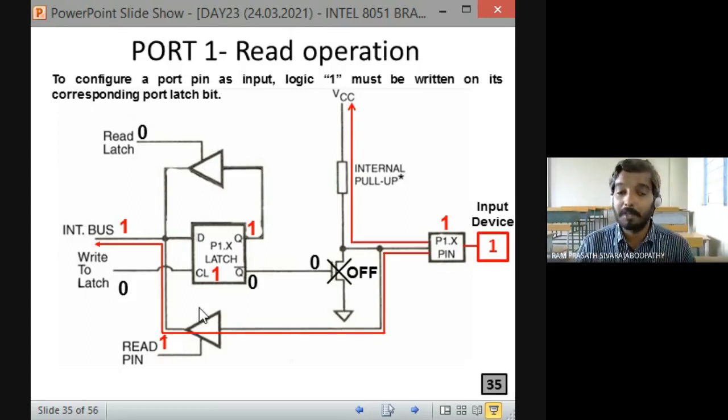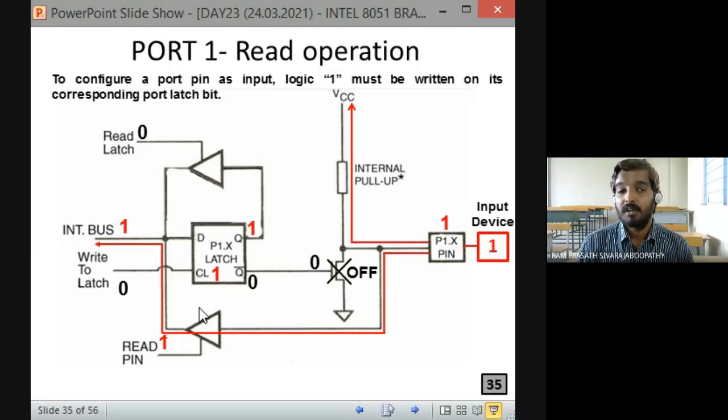That's why I am repeatedly saying, write operation is always to the latch. It will get reflected in the pin. But read operation is from the port pin, not from the port register. Kindly understand this concept. Once you understand this, you get clarity, and that's all.